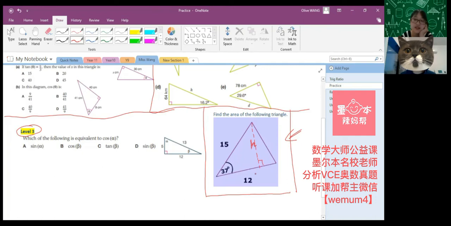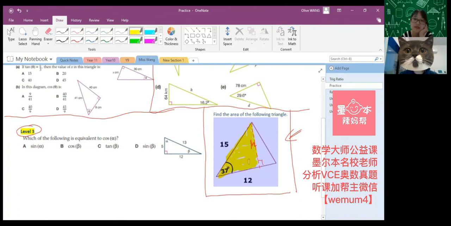So the triangle that has sides 15, 12, and h, that's a right angle triangle. Maybe let me shade this one, so other students can see this one clearly. Is this the triangle you're talking about? Yes, and then you continue.